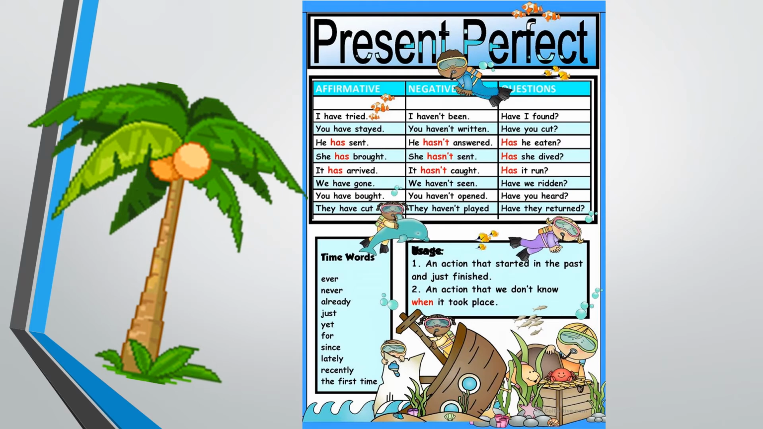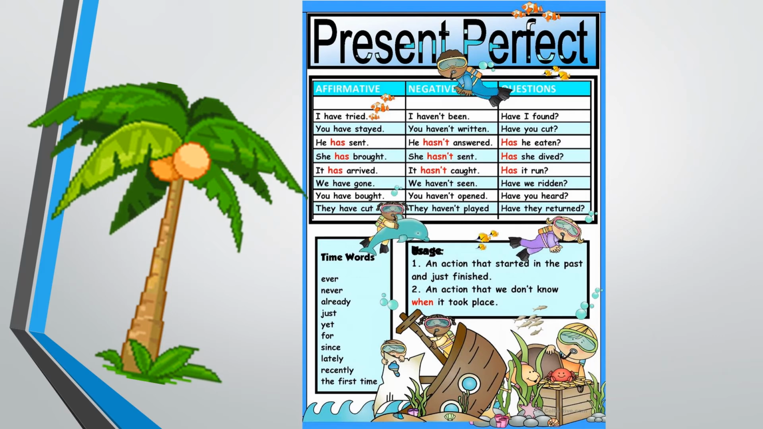For example, I have tried, I have not been, have I found, you have stayed, you have not written, have you written. If you look at these two lines, you will come across one thing. You will use have with I, you, we or they, and these are plural pronouns. And if you look at the third, fourth and fifth line, you will see that you will use has with singular pronouns, and these are he, she or it.